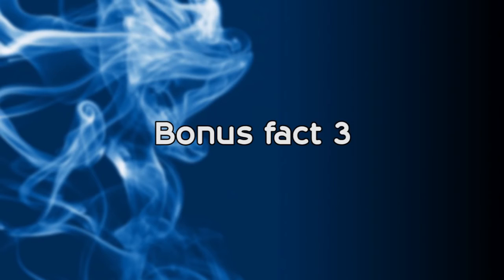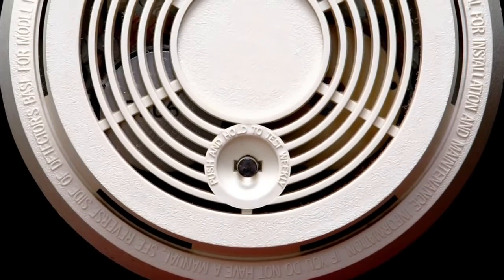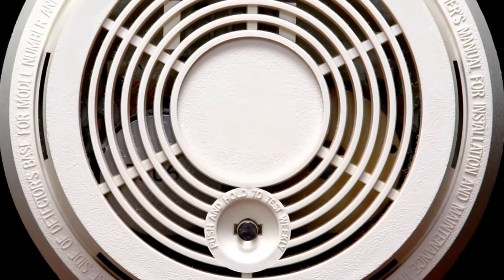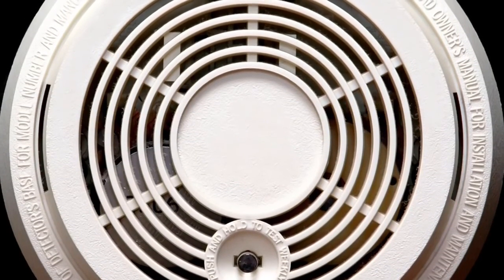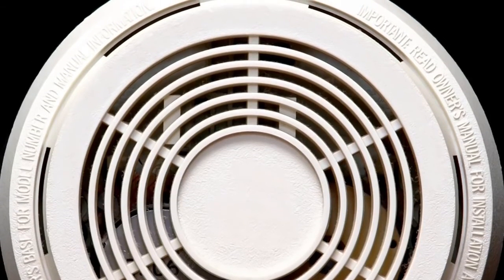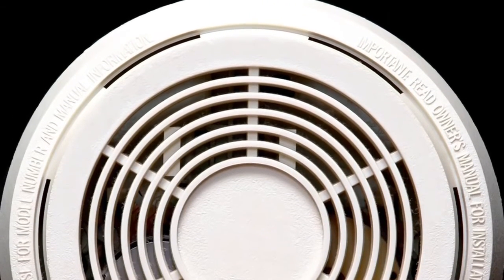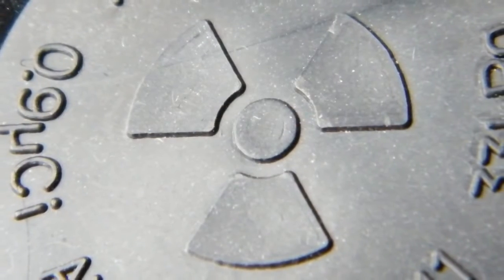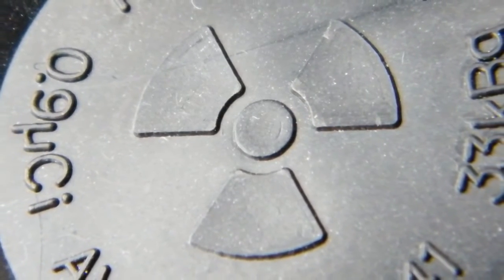Bonus fact 3. The first ionization chamber for the purposes of detecting smoke was inadvertently discovered by Walter Jaeger in the 1930s while he was attempting to develop a poison gas detector. In the early 1940s, Jaeger and Melly got together and created the first edition of an ionization detector that we use today. This first attempt used an enormous power supply and required a 220-volt system.